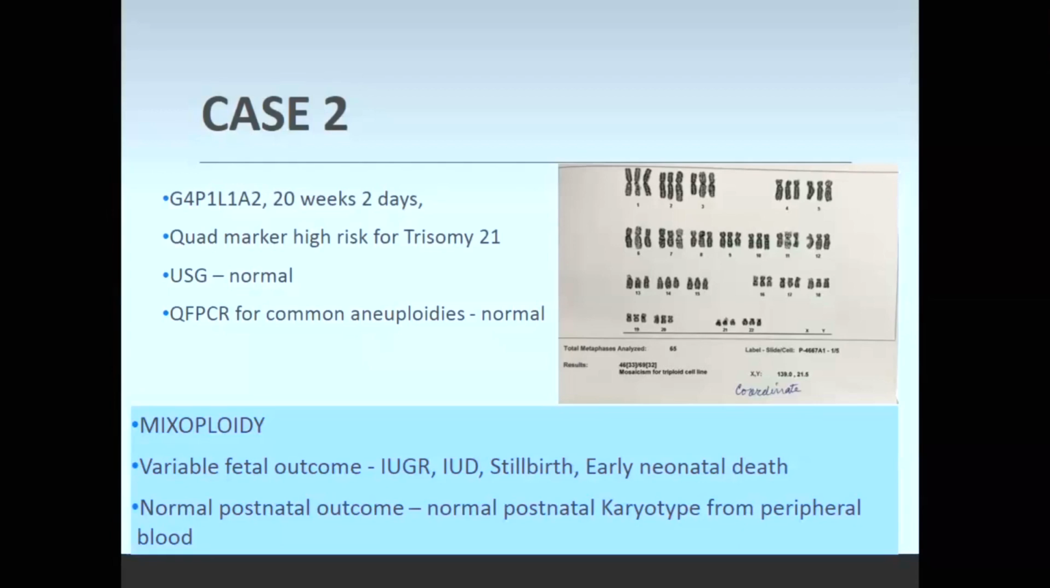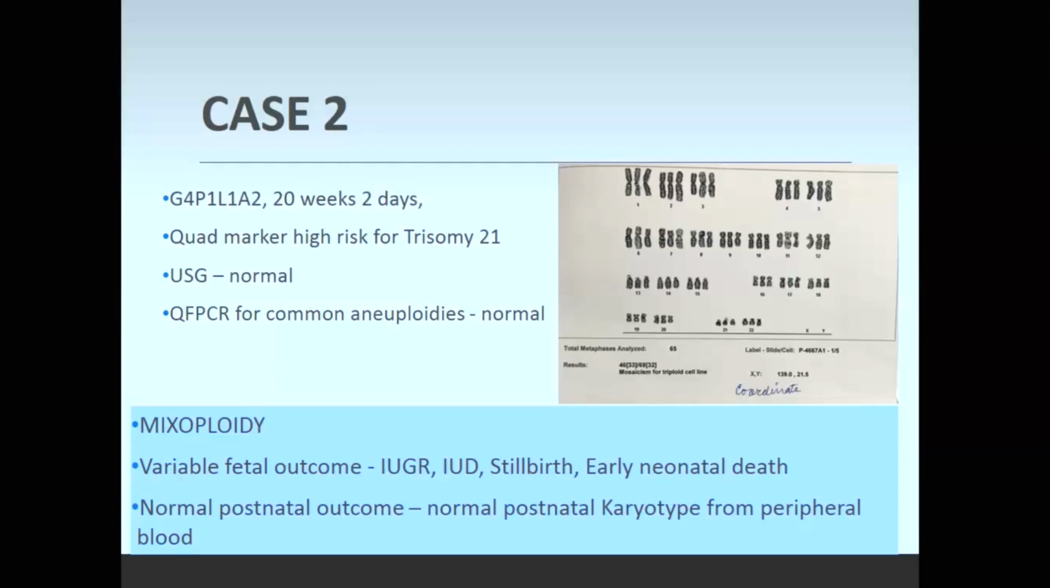This particular thing is known as mixoploidy, when there are 2 cell lines in a single individual with different ploidies. In this case, there can be variable fetal outcome. IUGR can be there, there can be intrauterine death, stillbirth, or early neonatal death. But in some cases, it has been seen that the postnatal outcome is completely normal, and when karyotype is done from peripheral blood, it is normal. So next we can advise karyotyping from fetal cord blood.